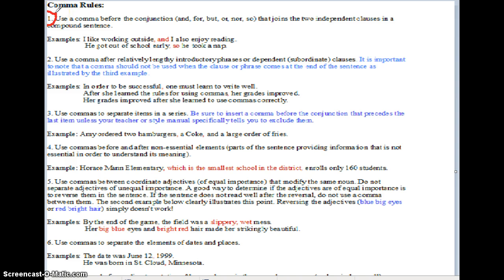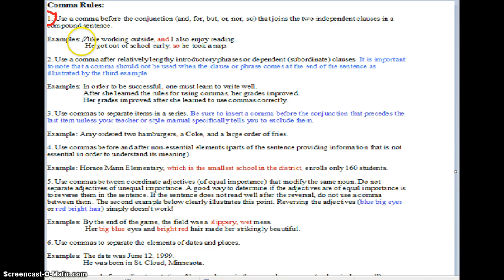Essentially, comma rule number 1 tells you to use a comma before the conjunctions and, for, but, or, nor, so that join two independent clauses in a compound sentence. So let's look at two examples.